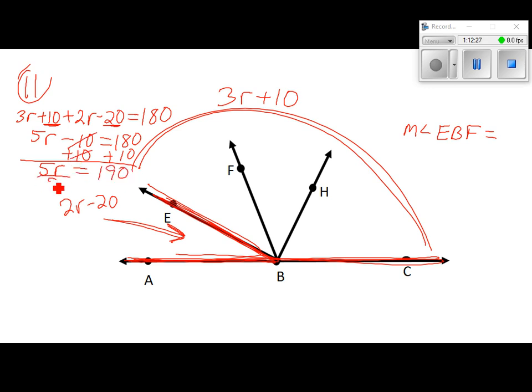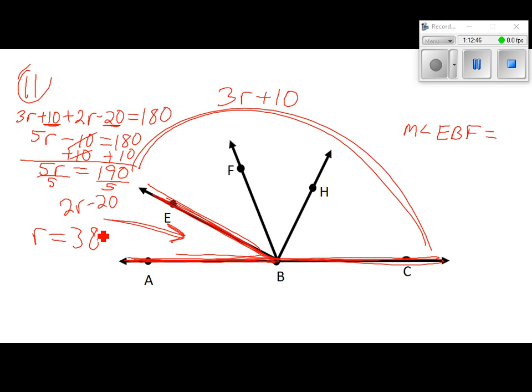Divide both sides by 5. You can grab your calculator. R equals, let's see, 5 will go into 19 3 times. With 4 left over, 5 will go into 40 8 times. So R equals 38.